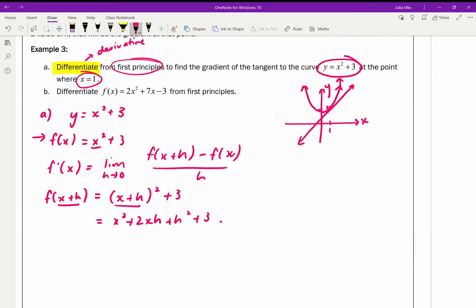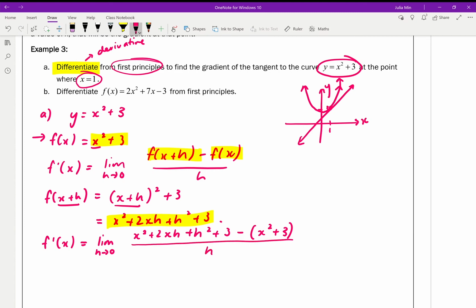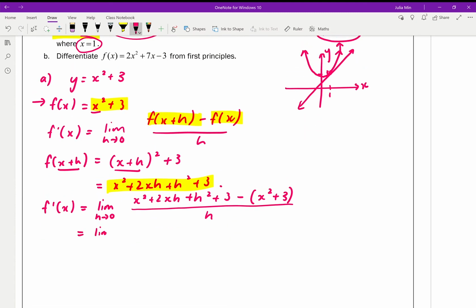And then sub both of those values, so sub this into where this is, and sub this for f of x. So f dash x equals the limit as h approaches 0 of x squared plus 2xh plus h squared plus 3 minus x squared plus 3, and I put it in brackets because I'm going to have to expand the minus out, all over h. Okay, and it's really long, but there will be a shorter way to do it. You just need to understand the foundations of it. And then expand the minus out.